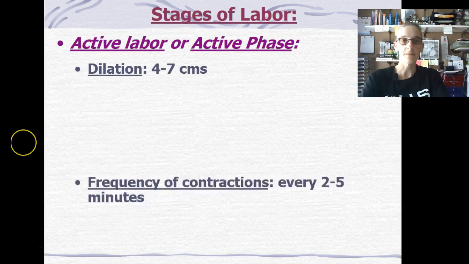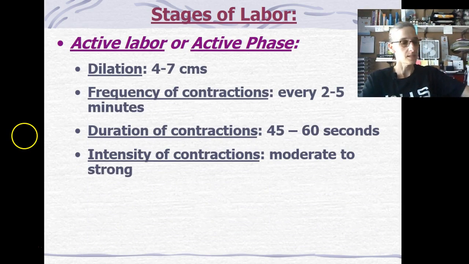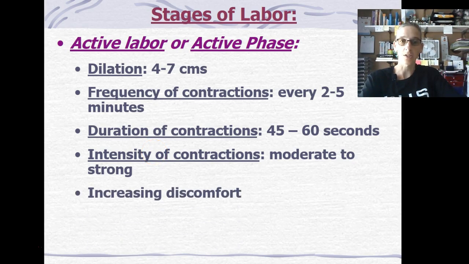Then we've got our active phase of labor. This is when we've got dilatation at 4 to 7 centimeters. Frequency of contractions is every 2 to 5 minutes. Duration is 50 to 60 seconds, and intensity is moderate to strong. Go back and look through the notes. What did we just say? Mild, moderate, strong. What is moderate going to feel like, and what is strong going to feel like? And we're going to have some increasing discomfort.